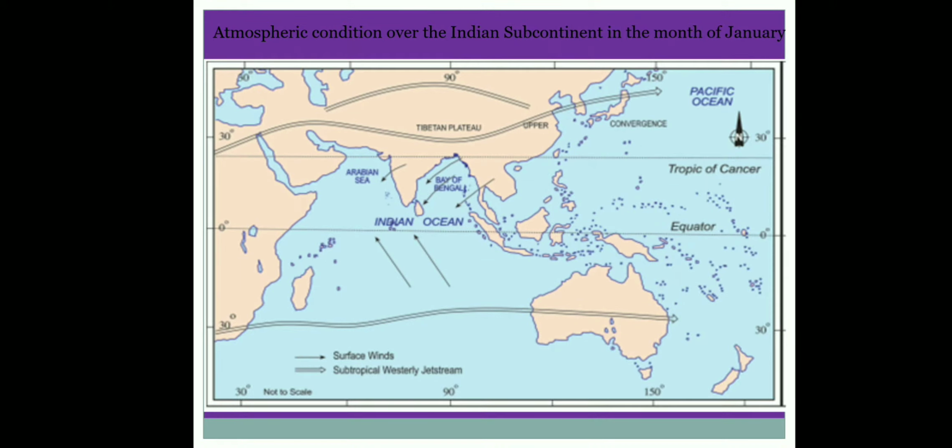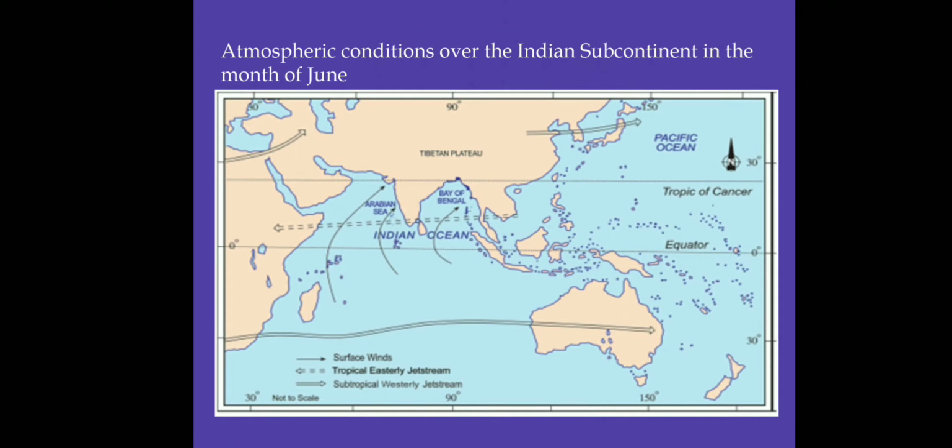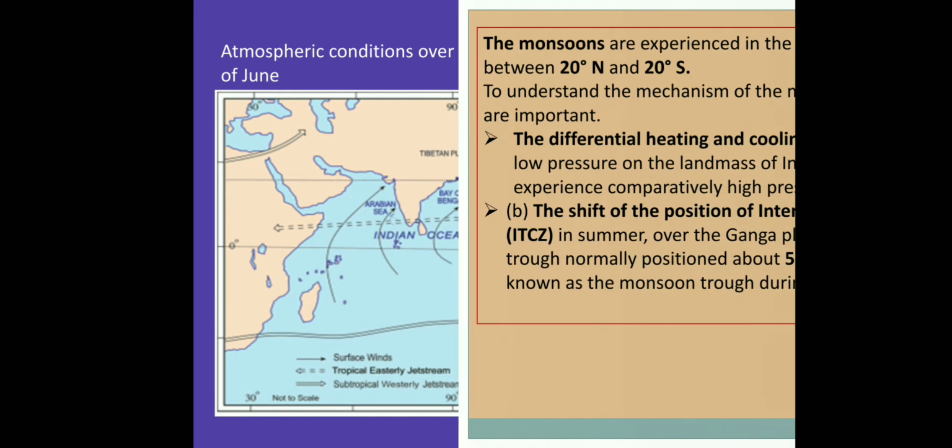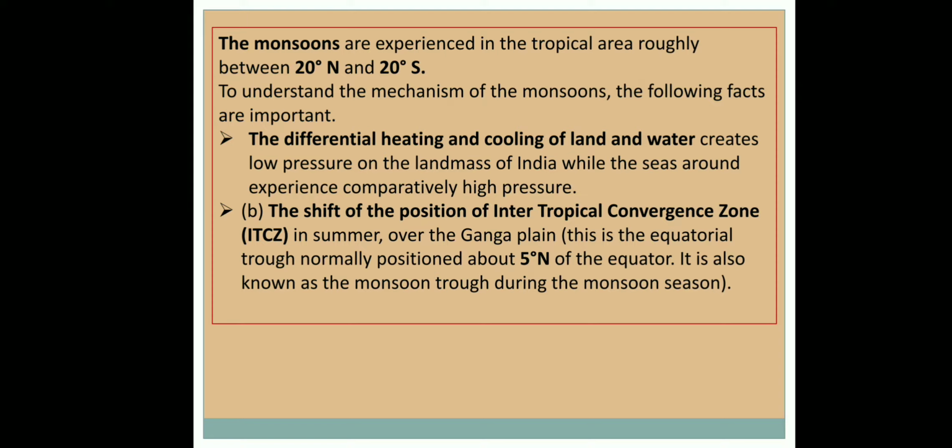Okay, this map shows the atmospheric condition of the Indian subcontinent in the month of January. This map shows the atmospheric conditions over the Indian subcontinent in the month of June. The monsoons are experienced in the tropical area roughly between 20 degrees north and 20 degrees south. To understand the mechanism of the monsoons, the following facts are important. So, the monsoon refers to the seasonal reversal in the wind direction during a year. Let us see how it happens.